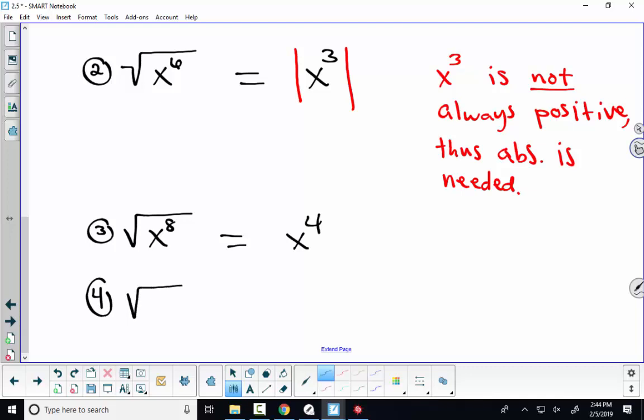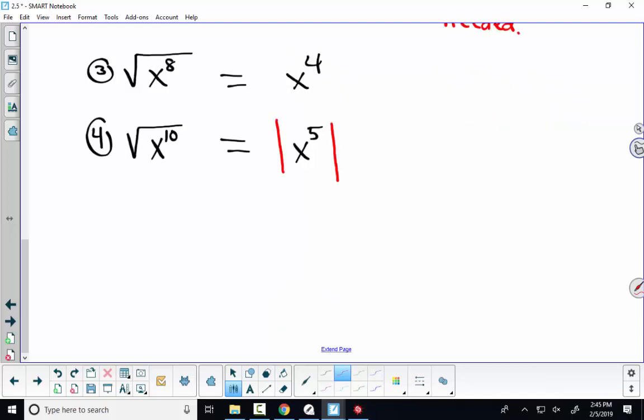How about the square root of x to the 10th? Absolute value of x to the fifth. If you say x to the 5th, that's wrong, because x to the 5th is sometimes positive and sometimes negative, so we need absolute value there. You'll see the pattern.